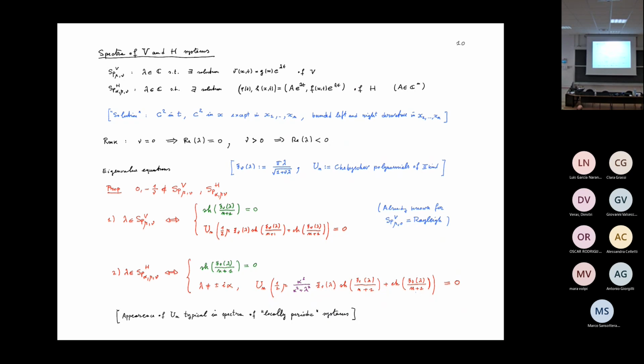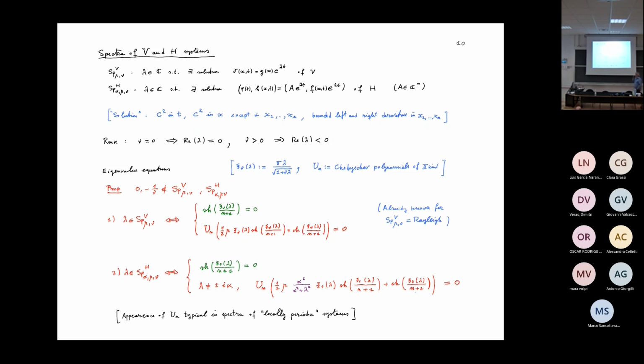And then, of course, we need some type of weak notion for the solution, but it's all classical. You just take C2 functions, except at the suspension points where the first derivative should be bounded. Okay, just one remark. If there is no dissipation, then all the eigenvalues have real part equal to zero. If there is dissipation, all the eigenvalues have negative real part. And this is understandable. So the first thing is, which are the eigenvalues?